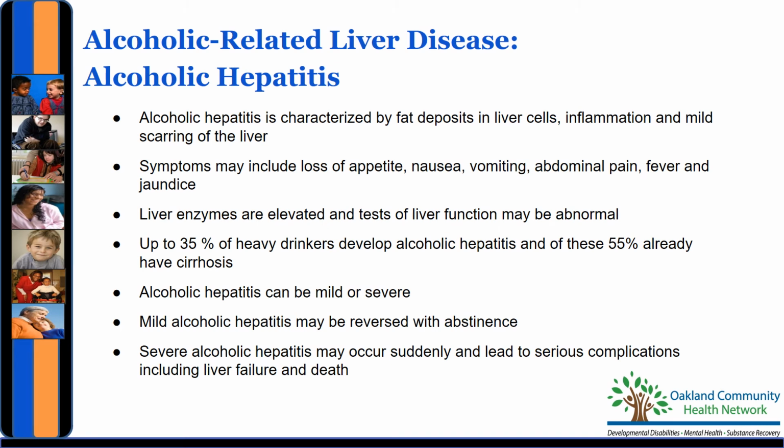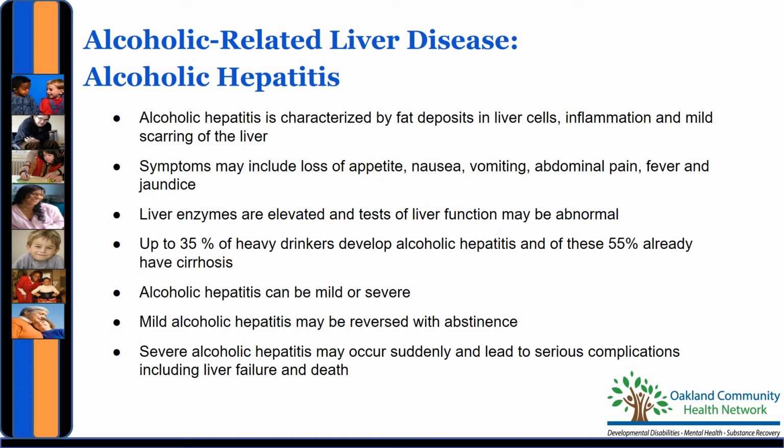Alcoholic hepatitis is characterized by fat deposits in liver cells, inflammation, and mild scarring of the liver. Symptoms may include loss of appetite, nausea, vomiting, abdominal pain, fever, and jaundice. Liver enzymes are elevated and tests of liver function may be abnormal. Up to 35% of heavy drinkers develop alcoholic hepatitis, and of these, 55% already have cirrhosis.